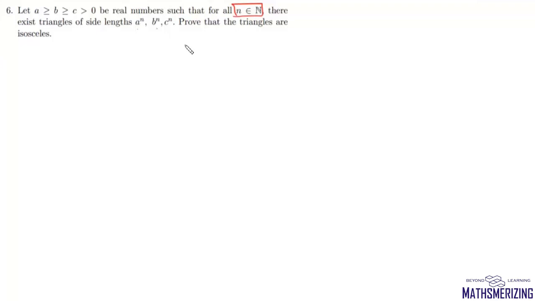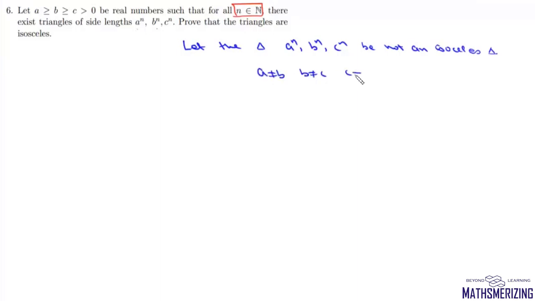So let us say that the triangle formed by a to the power n, b to the power n, and c to the power n is not an isosceles triangle. So that means a is unequal to b, b is unequal to c, and c is unequal to a. Now if a to the power n, b to the power n, and c to the power n represent sides of a triangle, in that case they must satisfy the triangle inequality, which is that the sum of two sides must be greater than the third side. So from here we'll say b to the power n plus c to the power n must be greater than a to the power n.